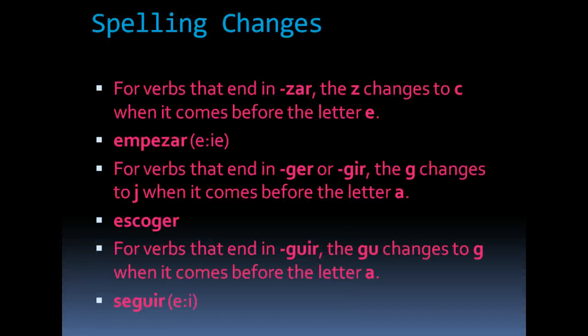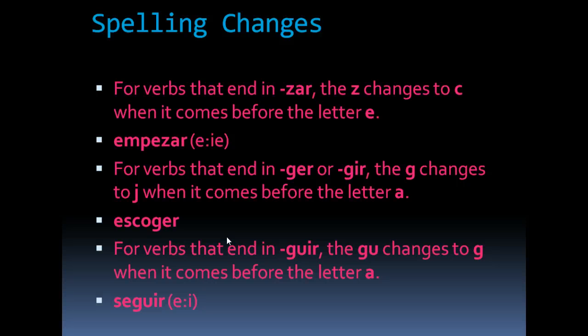Excelente. Spelling changes. I'd like to go over that with you. For verbs that end in ZAR, the Z changes to C when it comes before the letter E. Empiezo. Muy bien. Drop the O. Empiece. Excelente. For verbs that end in GER or GIR, the G changes to a J when it comes before the letter A. Escoger. What happens? Escoja, escojas. Con J, you're going to need to use the letter J.